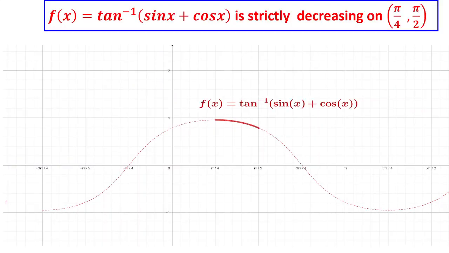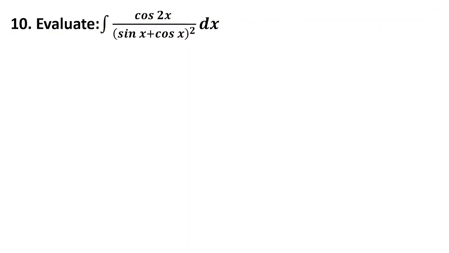Let us try to see the graph of it. The total graph I am showing you is for tan inverse of sin x plus cos x. But for a part of it, that is pi by 4 to pi by 2, you are seeing that the graph is going down. Therefore, it is strictly decreasing. Go to the next question.